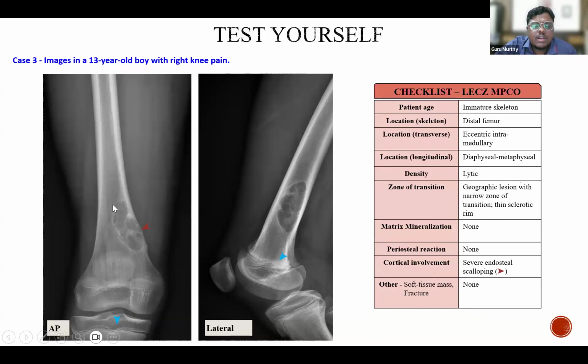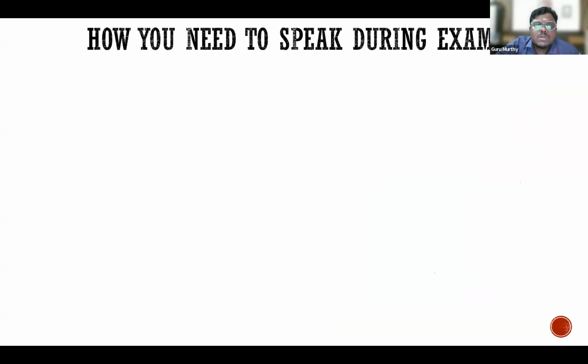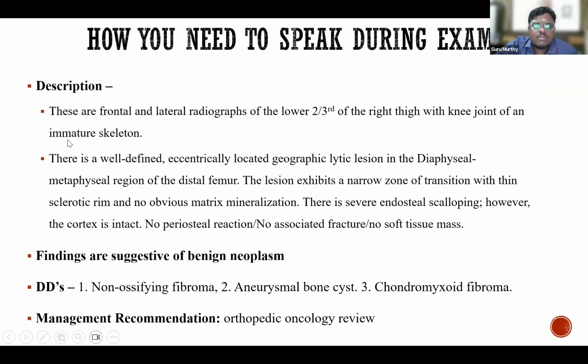No matrix is made out. No periosteal reaction is seen. There is severe endosteal scalloping. In a lesion without a chondroid matrix, this just tells about the remodeling changes the host bone is undergoing. But when you are dealing with chondroid lesions, we have to be very careful regarding the endosteal relations. So this is again how you describe.